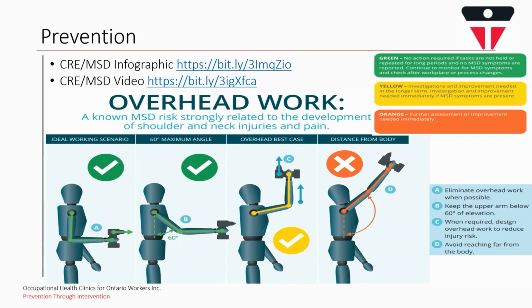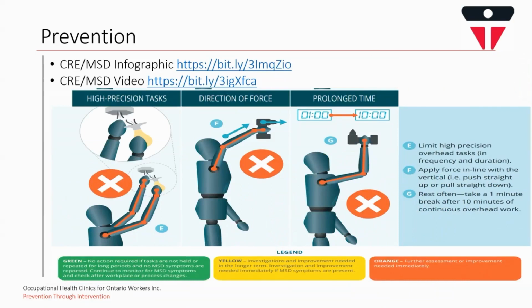So you want to try and eliminate overhead work. Again, keep the arm below 60 degrees of elevation. Design overhead work to reduce the injury risk and avoid reaching far away from the body. You want to limit high precision overhead tasks in duration and frequency. Apply force in line with vertical, for example, push straight up or pull straight down. And again, rest for a couple of minutes after every hour of continuous work to give the body a chance to get the blood flow and circulation going again.